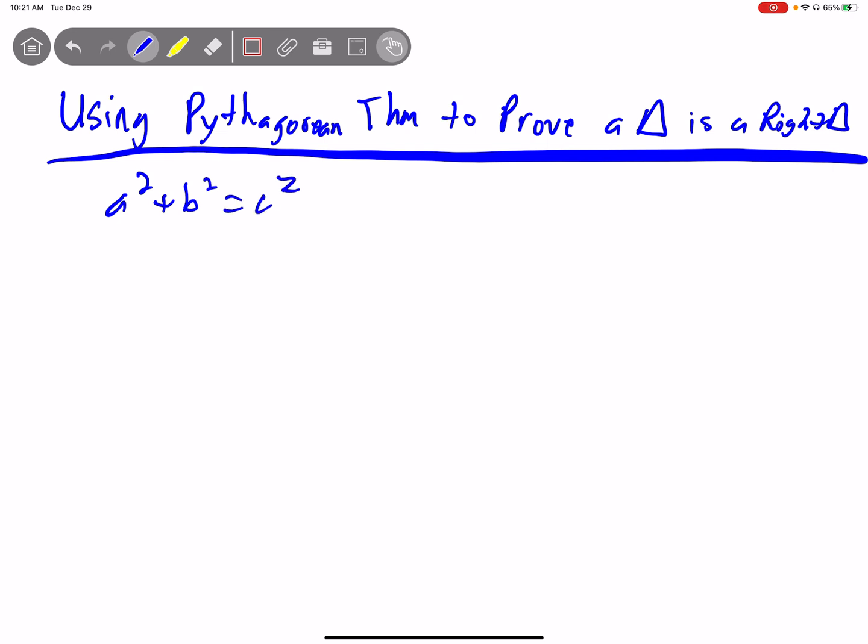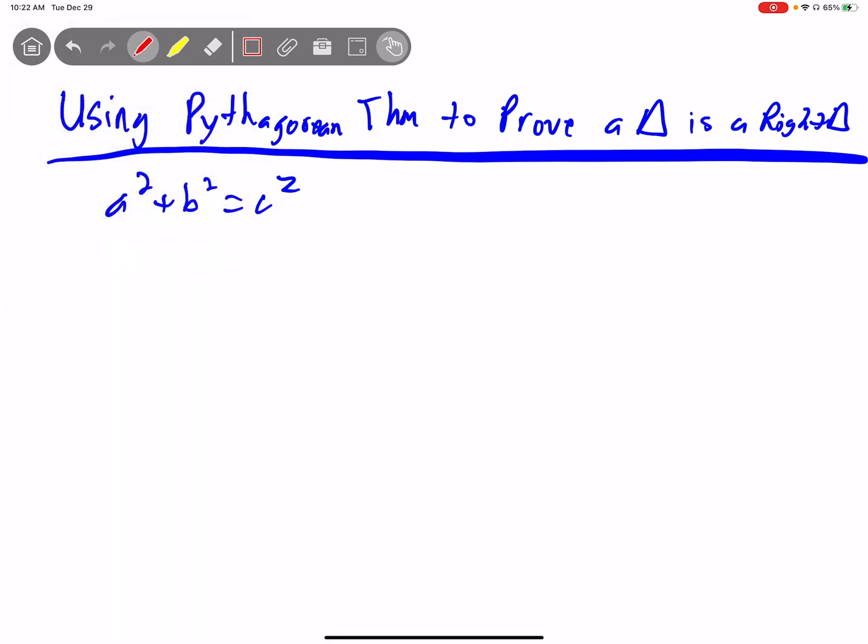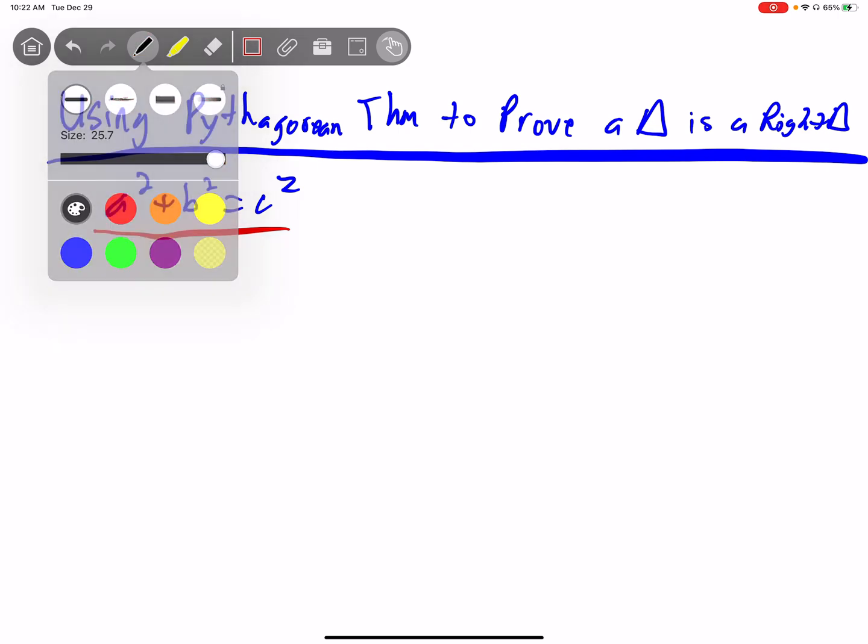So if I give you any three sides, you're going to have to use the Pythagorean theorem to figure out whether or not the triangle is a right triangle. If the formula works, it's a right triangle. If it doesn't work, it's no longer a right triangle. So I'm going to give you two examples.